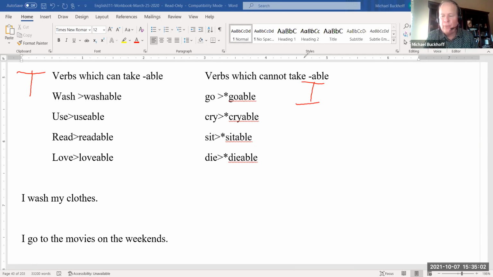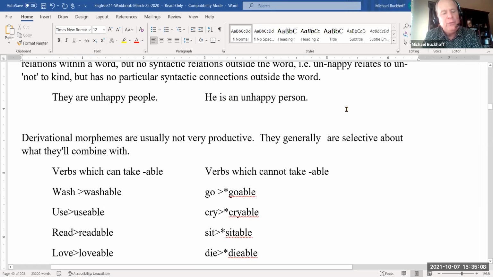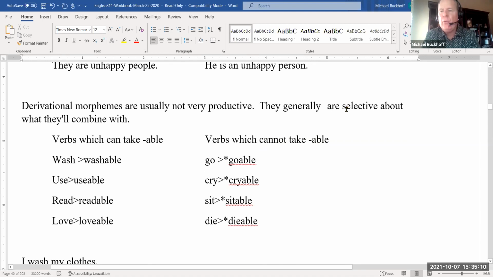So I'm getting nothing but crickets on that. Okay, so I'll explain it just briefly. Wash, use, read, and love, these words take direct objects. We call these transitive verbs. Transitive verbs are verbs which take direct objects. But verbs that do not take direct objects, that take prepositions, are referred to as intransitive verbs.